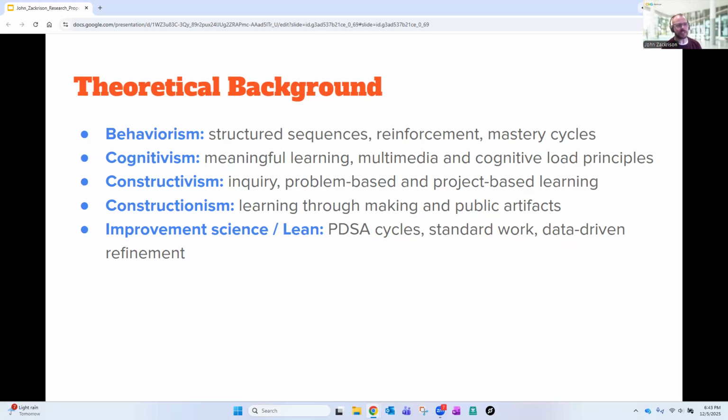And then constructionism builds on constructivism, kind of hard to say, but centers learning around creating learning artifacts. Programs, games, models, anything like that can be considered a learning artifact. And then finally, improvement science and lean introduce tools like PDSA cycles and standard work, which focus on making processes explicit, measuring their performance, and refining them over time.